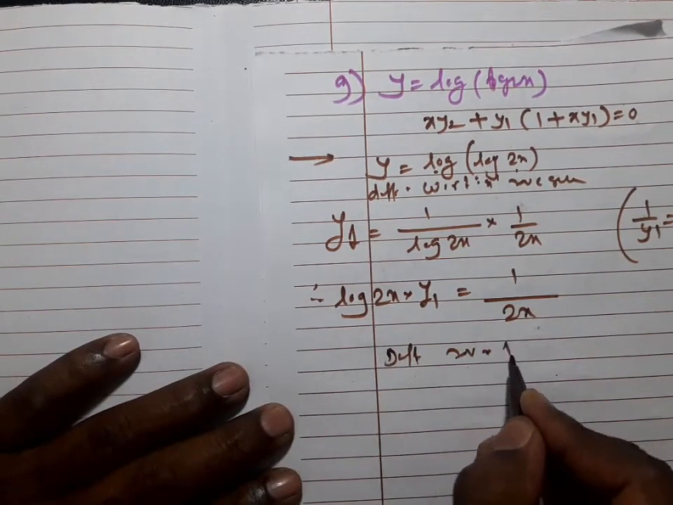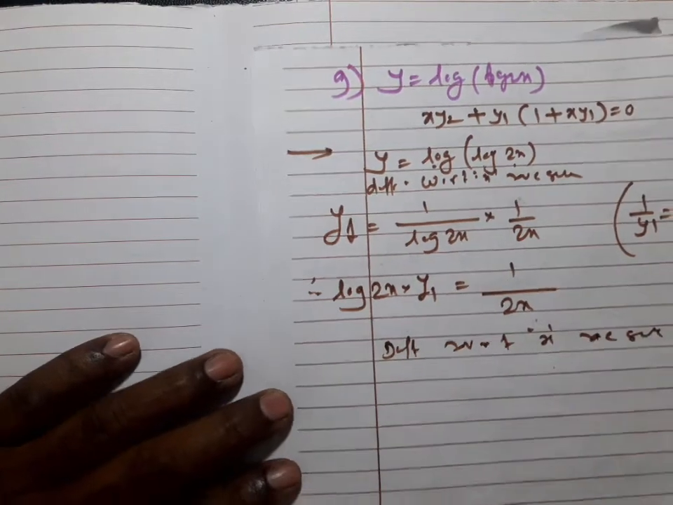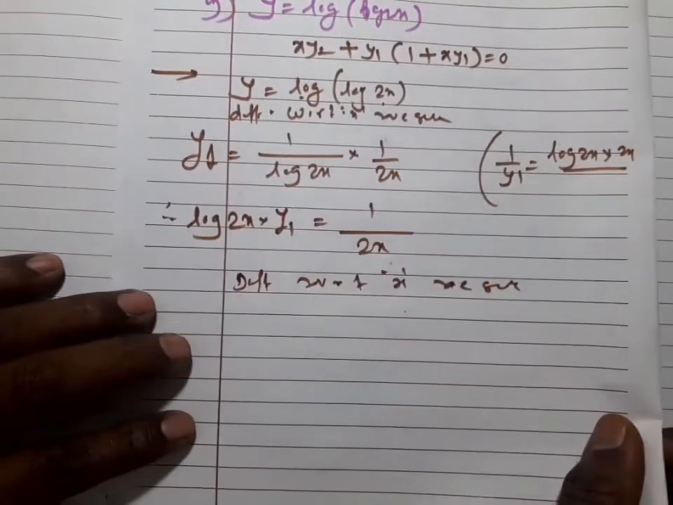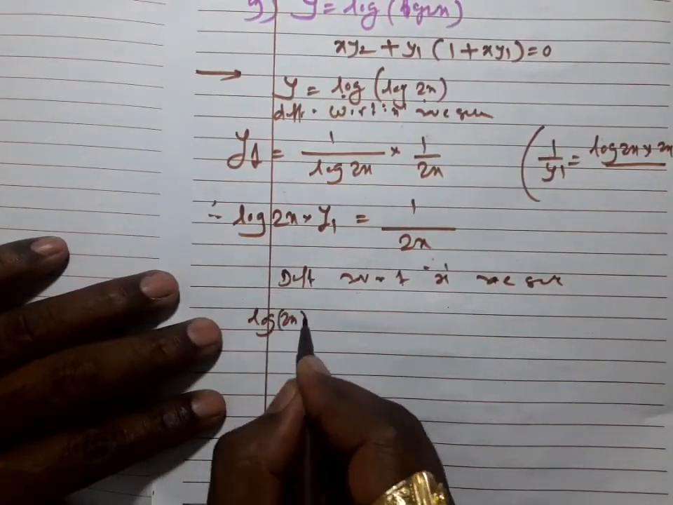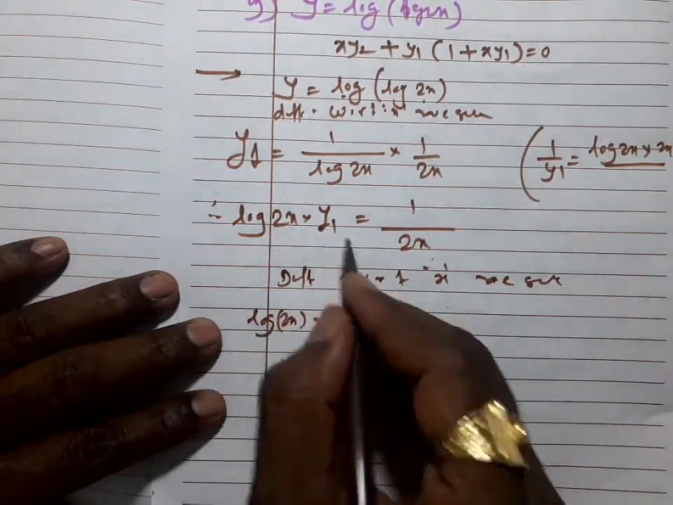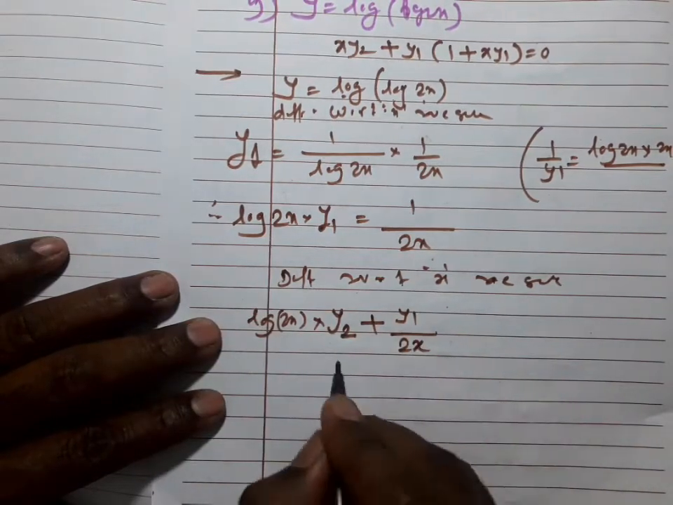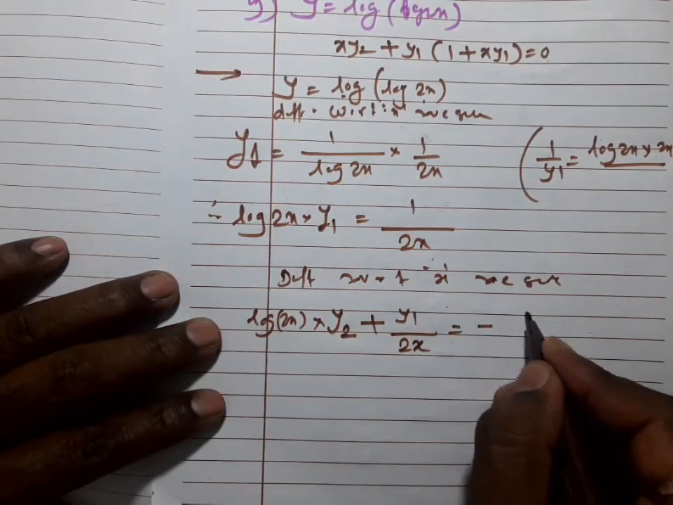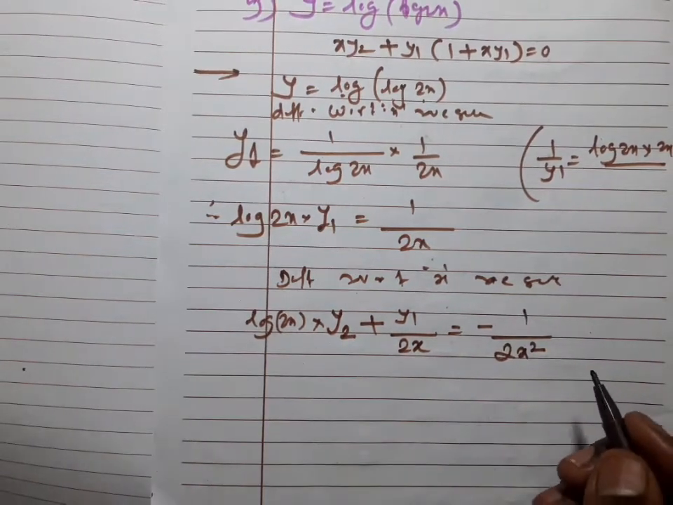Differentiate with respect to x, we get again, by the product rule, log 2x times y2 plus y1 times the derivative of log 2x, which is 1 upon 2x. This is minus 1 upon 2x square.